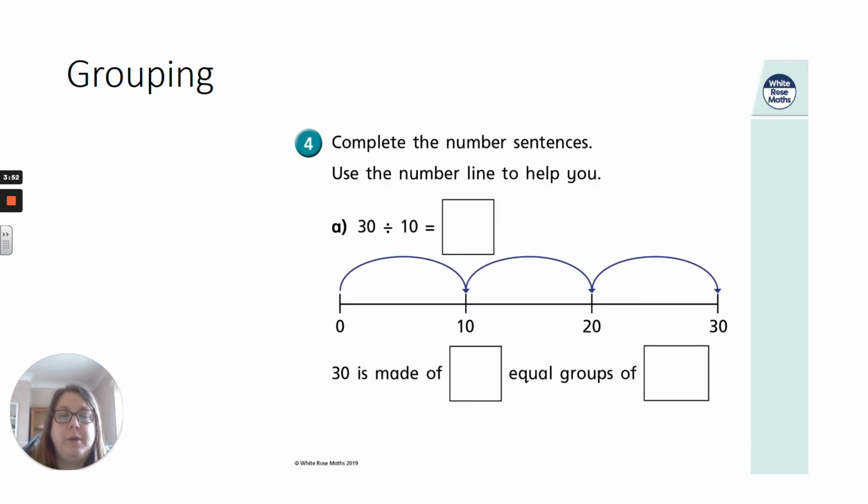So what about this one then? I wonder if you could have a go at this one on your own. A little bit tricky, but I'm sure you can do it. So complete the number sentence. Use the number line to help you. So pause the video and have a go. So yeah, 30 divided by 10. If we've jumped, we've got 3 groups of 10, haven't we? Because we've done 3 jumps. 30 is made up of how many equal groups of something else? So it's made up of 3 equal groups of 10. Well done if you managed to do that.